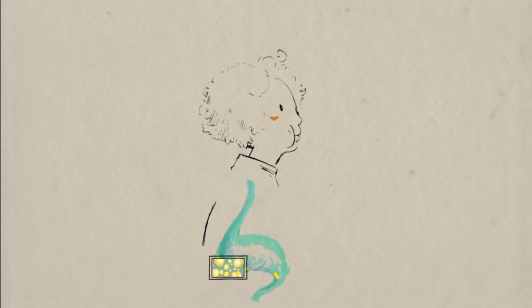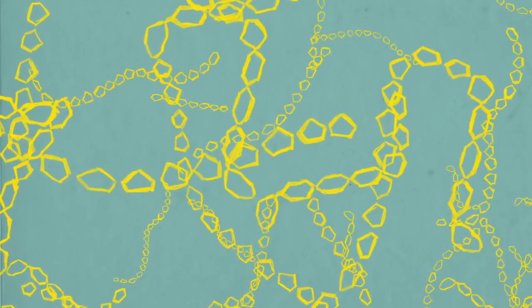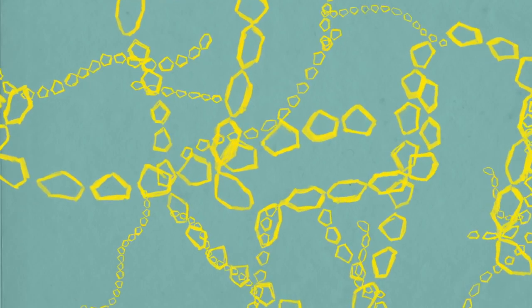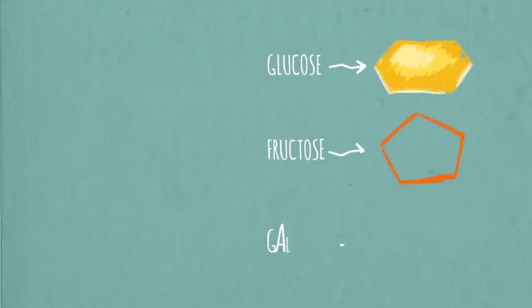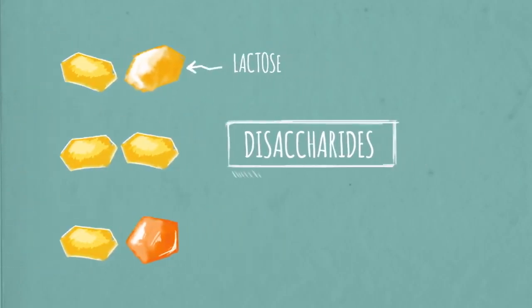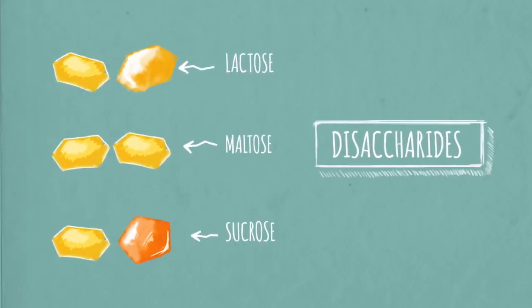First of all, carbohydrate is the nutritional category for sugars and molecules that your body breaks down to make sugars. Carbohydrates can be simple or complex, depending on their structure. This is a simple sugar, or monosaccharide. Glucose, fructose, and galactose are all simple sugars. Link two of them together, and you've got a disaccharide: lactose, maltose, or sucrose.